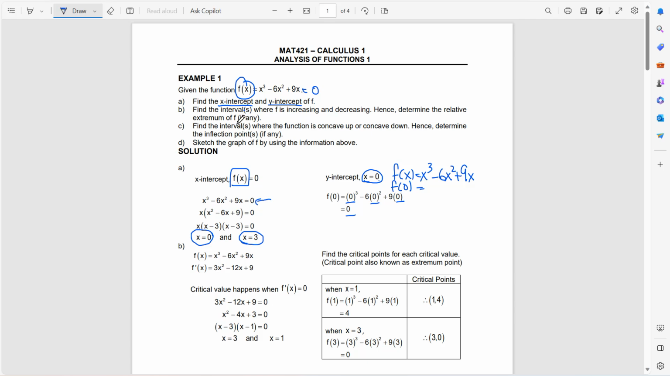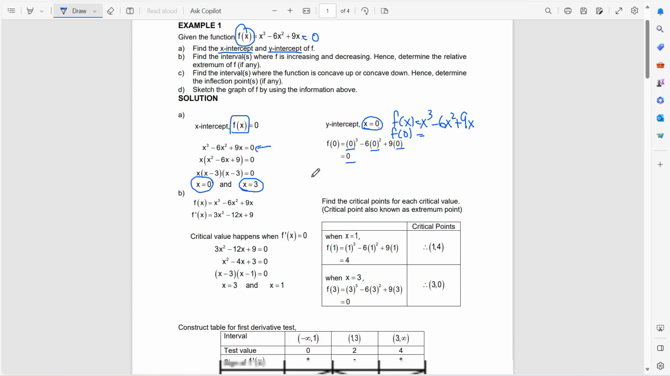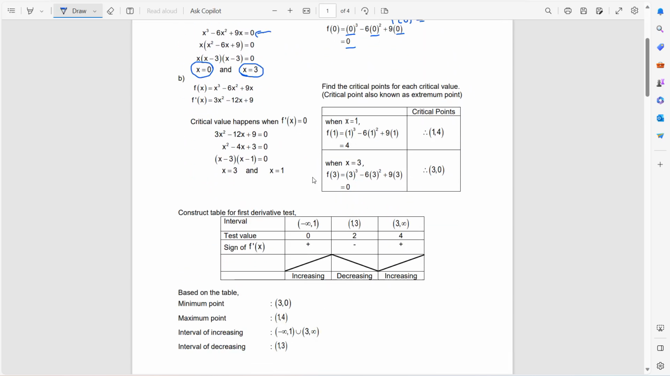So the second question asks you to find the interval where f is increasing and decreasing and find the relative extremum. So how to do this? First of all, we need to find the critical value. So we already know that the critical value happens when f prime of x equals to 0. Given this function, you need to differentiate it. So we bring over the 3 here, minus 1, and then bring over the 2 in front, minus 1, and you differentiate 9x to become 9. So this is the first derivative.